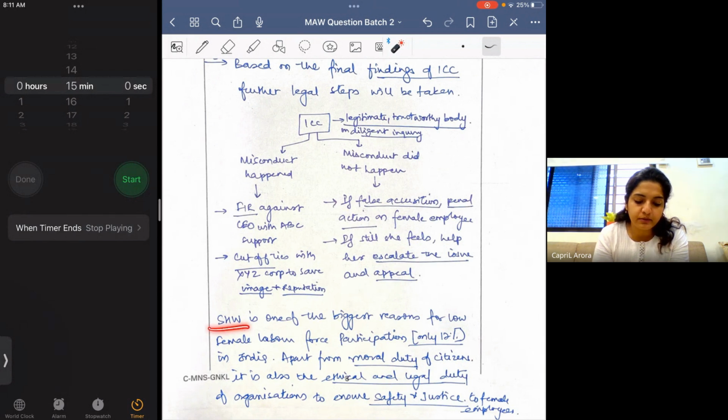Sexual harassment at the workplace is one of the biggest reasons for low female labor force participation, only 17% in India. Apart from the moral duty of citizens, it is also the ethical and legal duty of organizations to ensure safety and justice for their female employees.